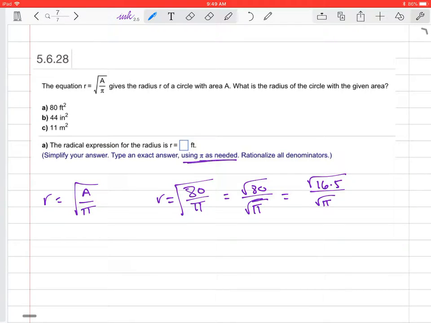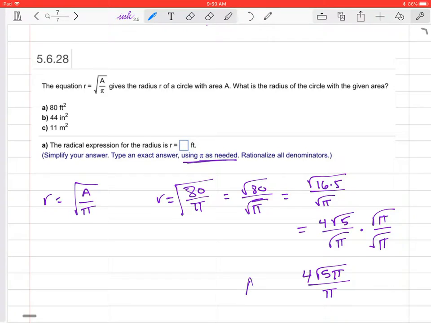Now, this says to use pi as needed, so it wants me to keep pi. There's no perfect square that will go into pi, so we're going to need to rationalize the denominator. So now this is going to become 4 square root of 5 over square root of pi. Now I'm going to multiply the top and the bottom by the square root of pi.